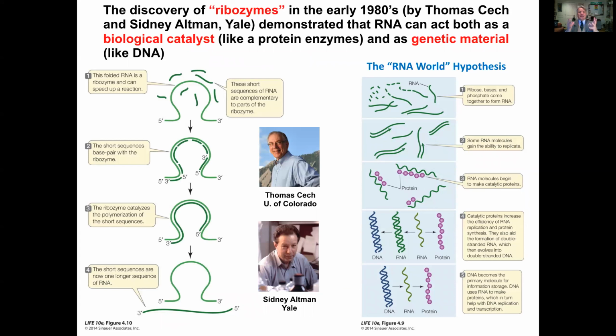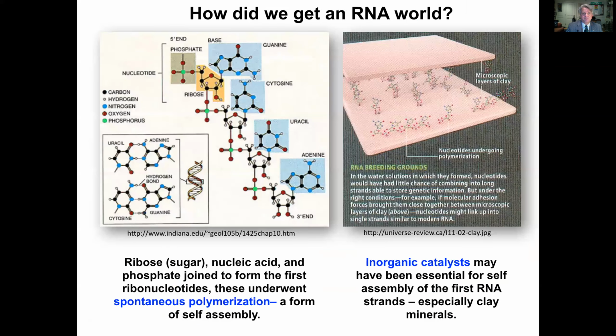And what really led to the development of this hypothesis was the discovery of ribozymes, in part by Sid Altman here at Yale University, who won a Nobel Prize for this work, in demonstrating that RNA can act both as a biological catalyst, like a protein enzyme, as well as carry genetic material. So we know that RNA, through ribozymes, can do biochemical work, and obviously through the role of RNA in the central dogma, it can convey genetic material, genetic information.